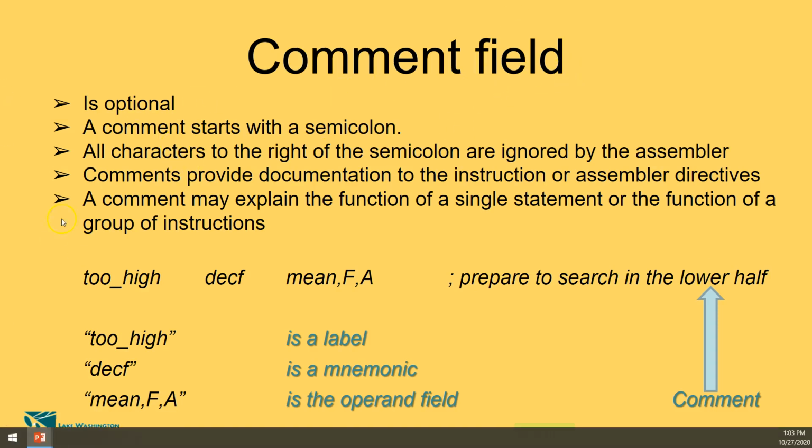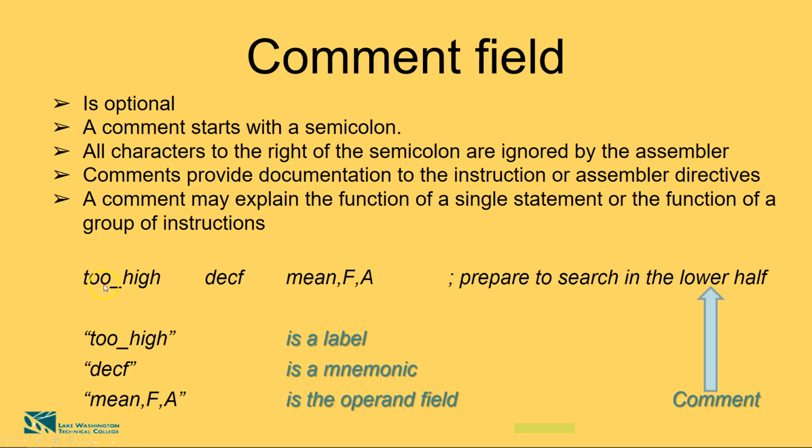So for example, here we have this code, and this row has its comment here, which is represented by a semicolon. As you can see, it says prepare to search in the lower half, which is your comment. You know that this is your label, this is your mnemonic, this is your operand field, and this is your comment.